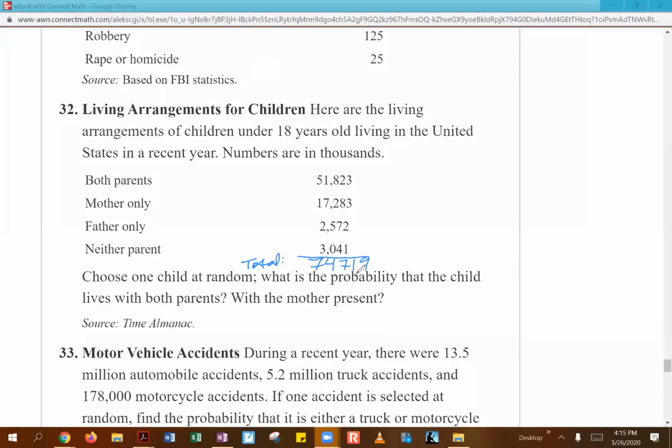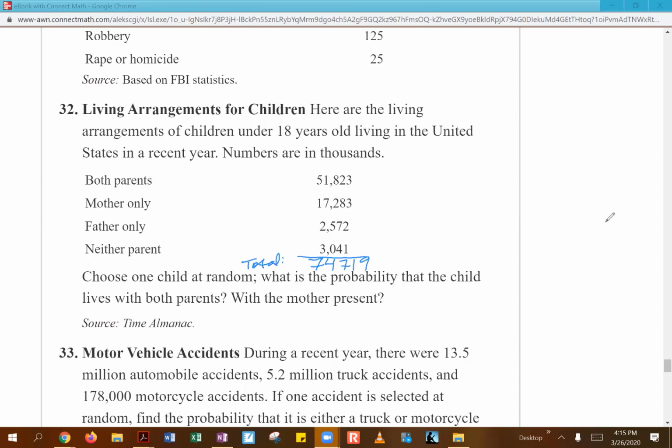All right, so let's take a look at this example, which is example 32 from your textbook. So this is talking about the living arrangements of children under 18 years old living in the United States in a recent year. Okay, and they're telling us these numbers are in thousands.